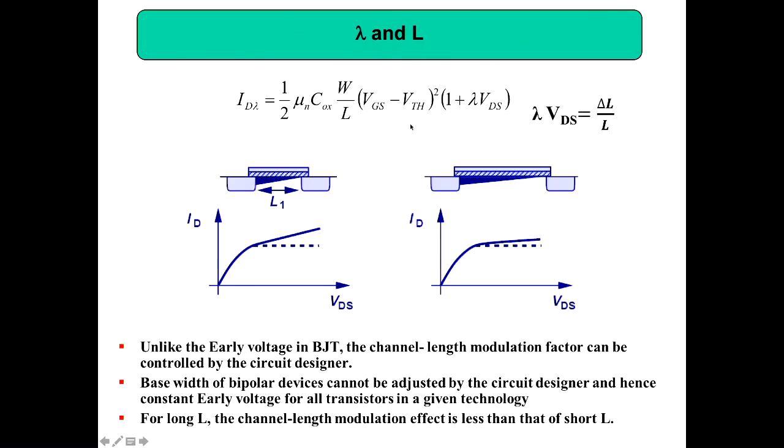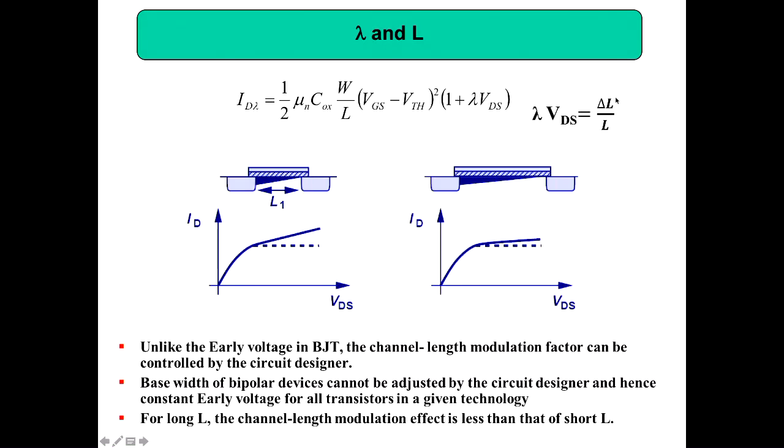Lambda is the channel length modulation, and L is the length of the channel. So ID with lambda, if you take into account the channel length modulation, you write ID subscript D and lambda. That means our equation has an extra term, 1 plus lambda VDS. Then lambda VDS is equal to delta L by L.